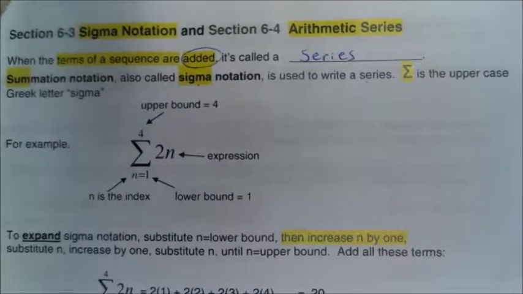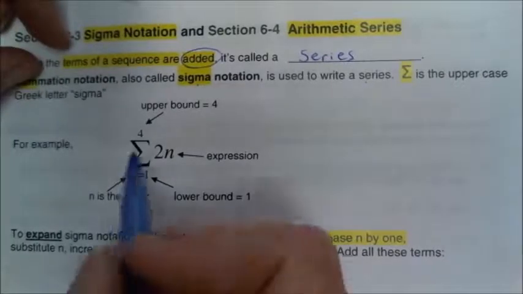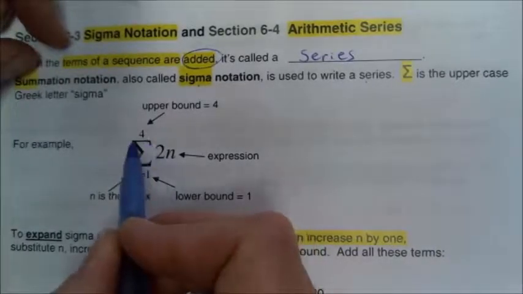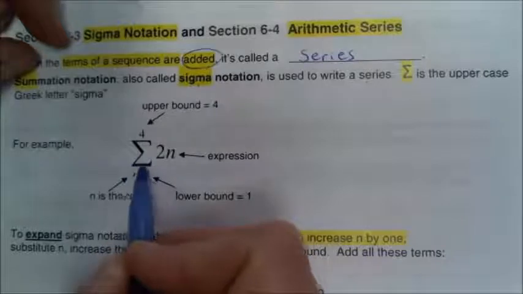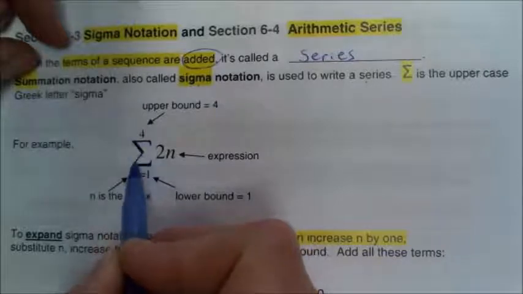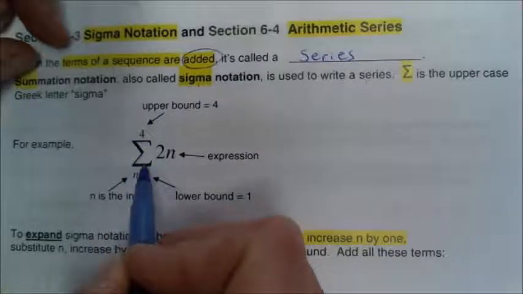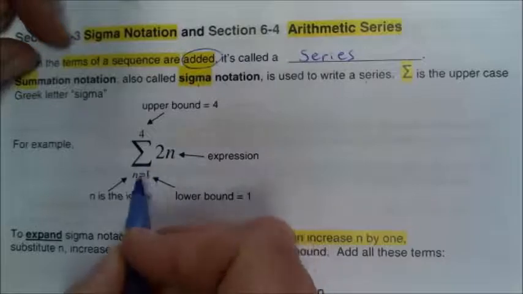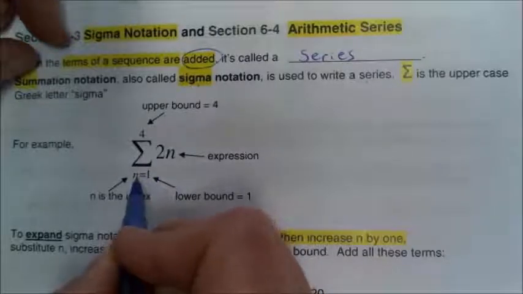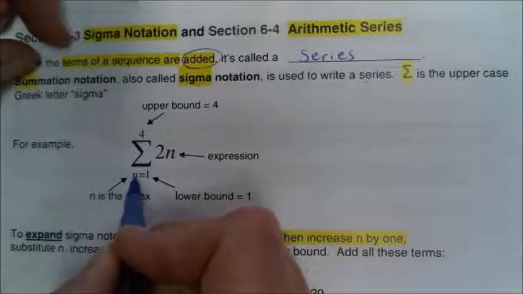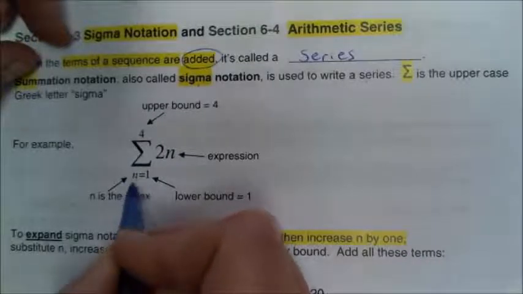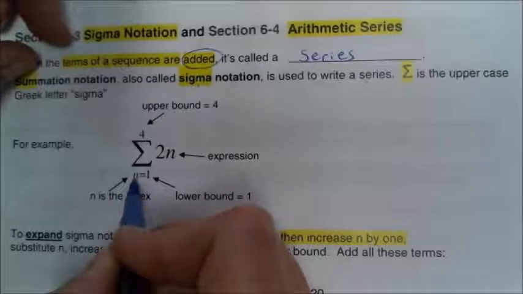So what does an uppercase sigma do for us? First of all, we're going to have the letter sigma. This is just a Greek letter. And around this sigma, we're going to have some numbers and some letters. So down on the bottom, we have a letter. In this case, it's n. We usually use n, but you don't have to. You can use any letter you want, like an i or a j or a k. But this value is the index.